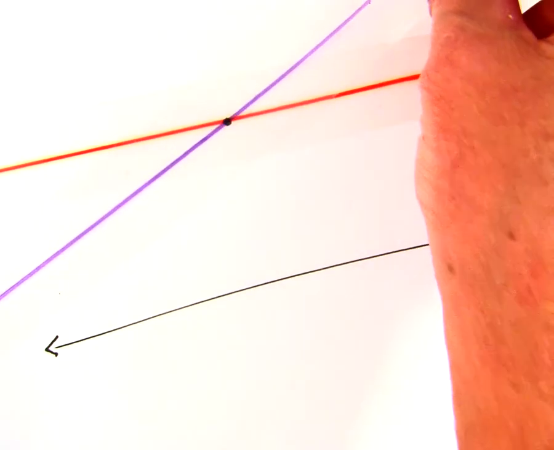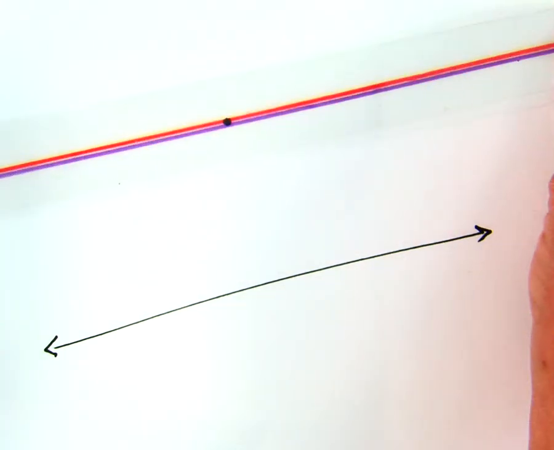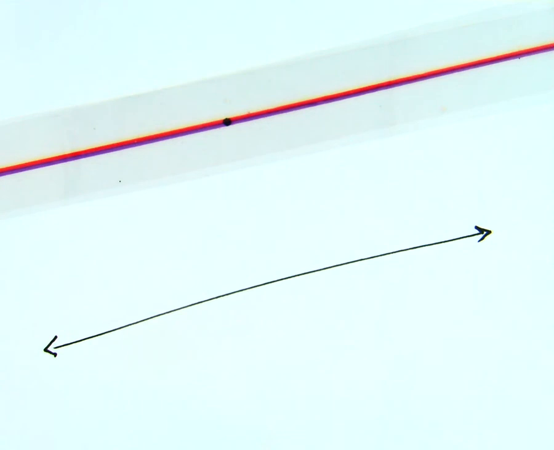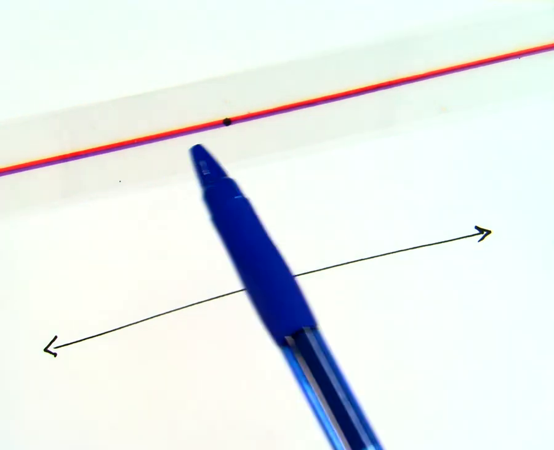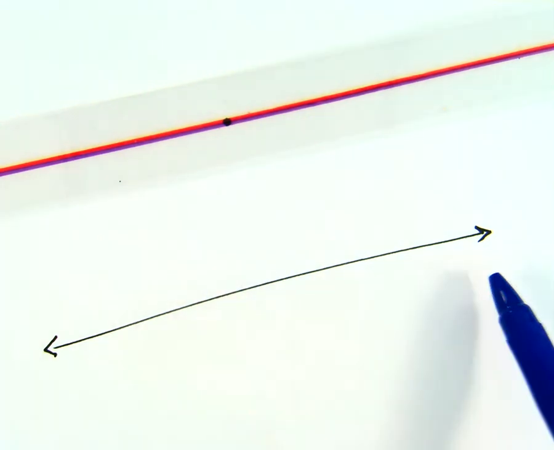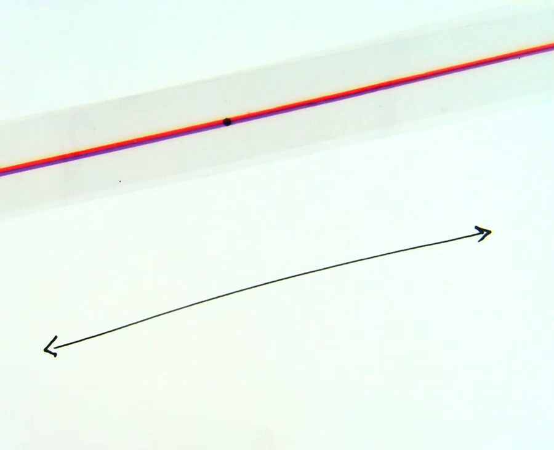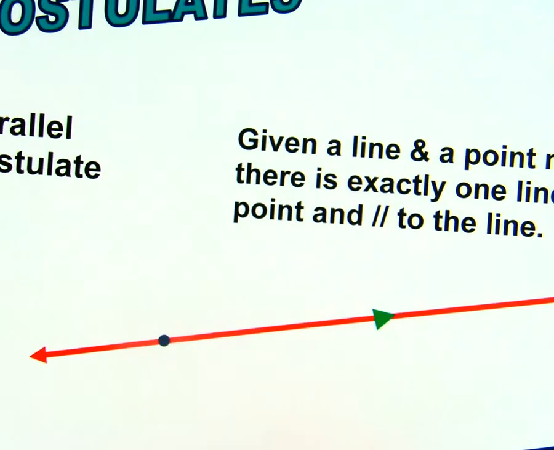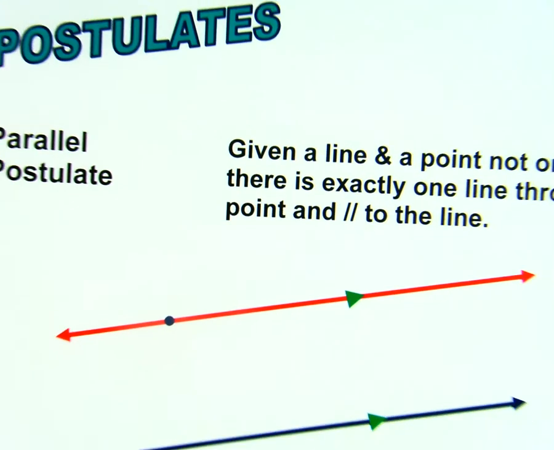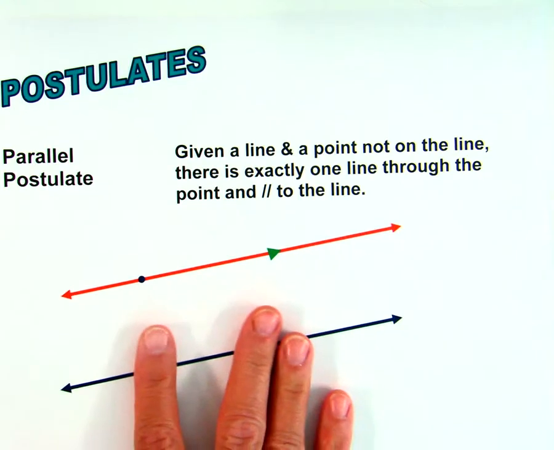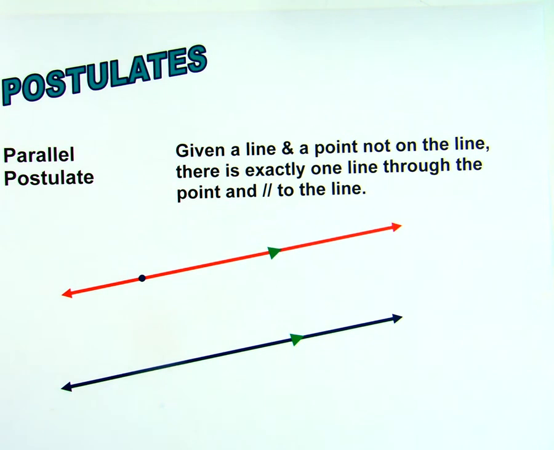Through the point, but not parallel. I would have to put it right there. And when I put it right there, it's the same line. It's not a different line. So what have I just demonstrated? That through one point not on a line, you can do one and only one. There exists one and only one line through the point and parallel to the line. Here's the postulate that states that.